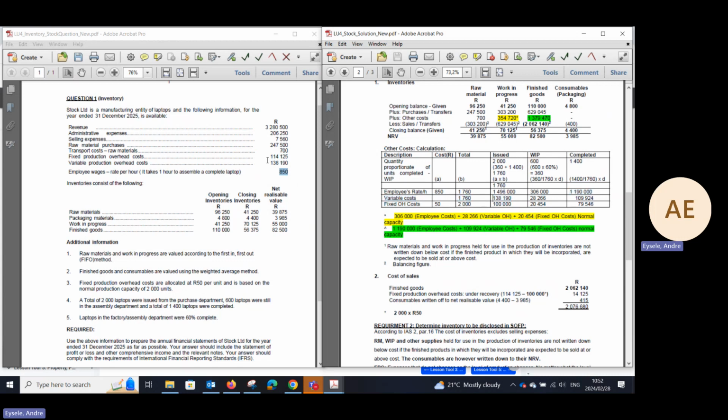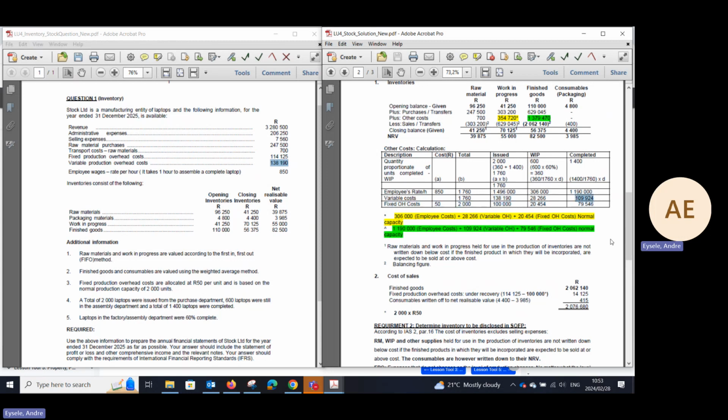Well, they've also given us 138,190. 138,190 is variable cost. Yet again, we need to split the 138,190 between the units that we have completed and what is attributable to work in progress, only 60% complete. Again, colleagues, we take 138,190 times 360 divided by 1,760, which is 28,266. 138,190 minus 28,266 is 109,924.